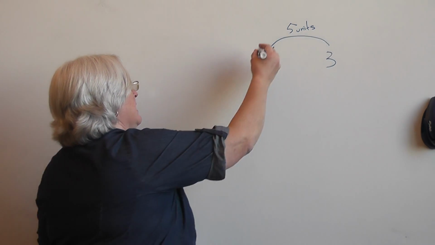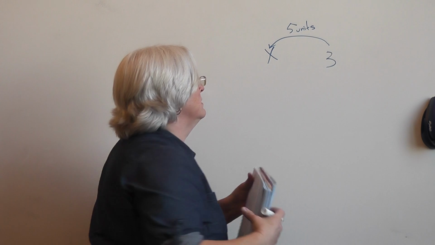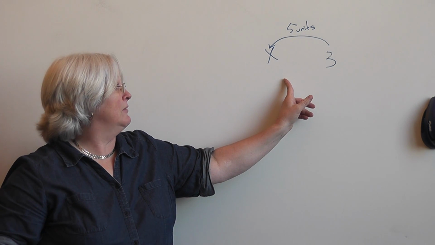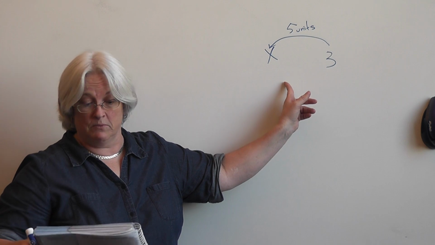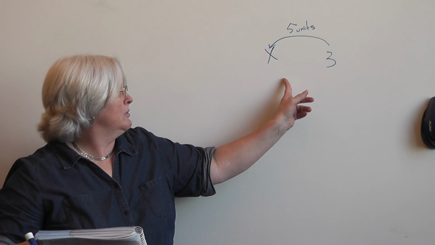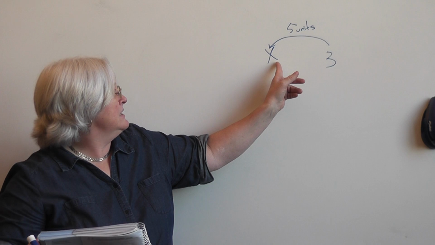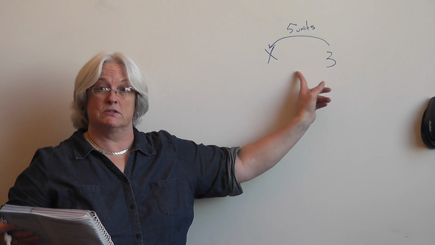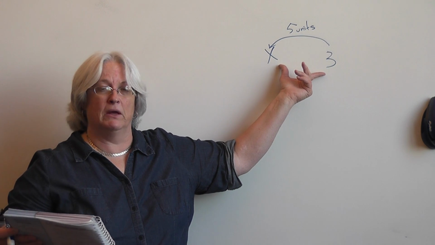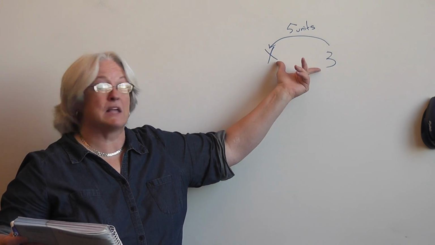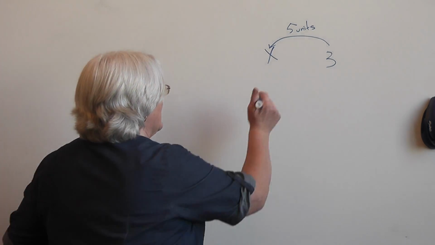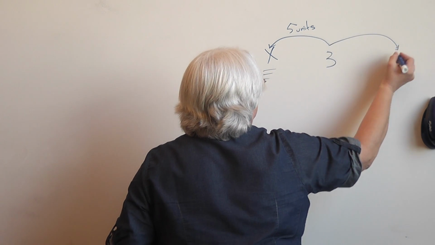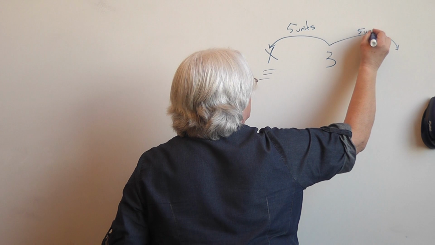Now, you notice that I have x going 5 units towards the left. Does the problem say that? No. The problem says the distance from x to 3 is 5 units. That is absolute value, isn't it? So x could be either here, or x could be 5 units in the opposite direction.